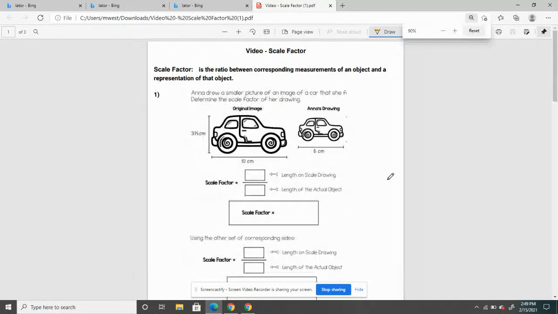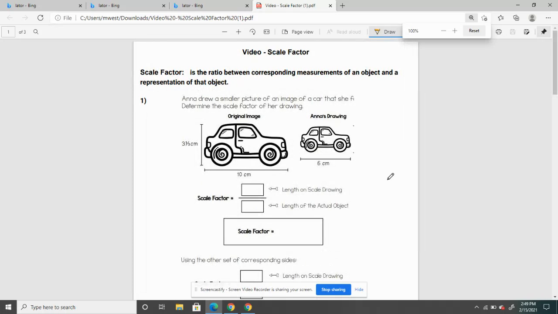Example 1. Anna drew a smaller picture of an image of a car that she found. Determine the scale factor of her drawing. And I do know that this right here, that didn't show up when I cut, is 2 centimeters. Let me get my pencil. 2 centimeters.